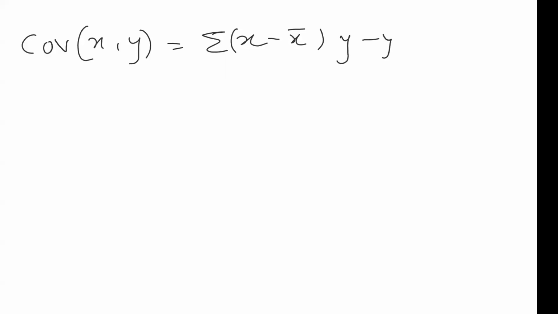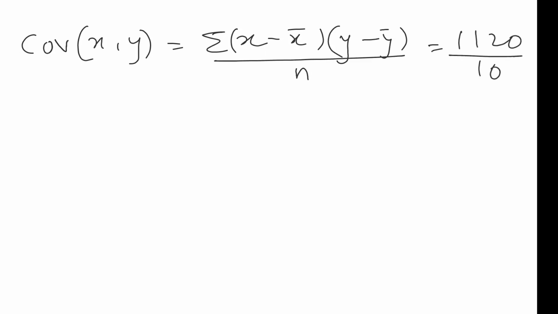Okay, it's the same as the previous problem because the data is in that format: summation of (x minus x bar)(y minus y bar) upon n. Okay, so 1120 upon 10. So this turns out to be 112. The covariance of xy is 112.